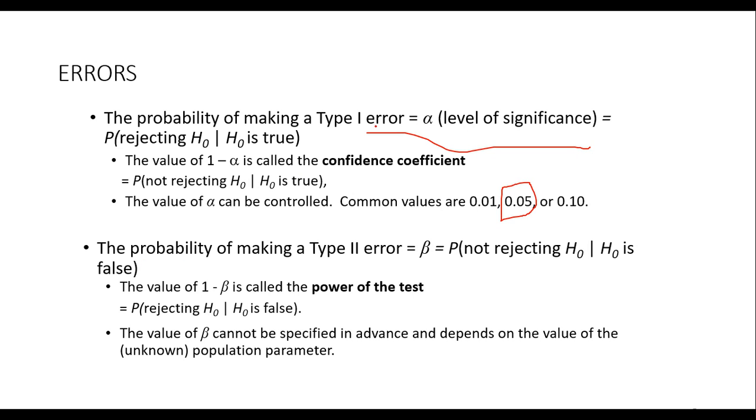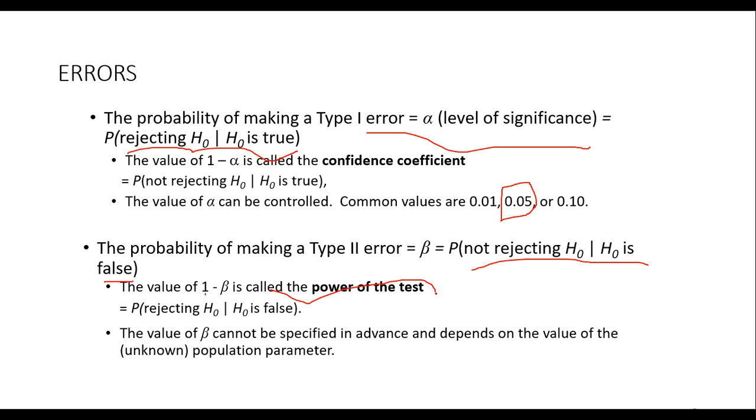So if this is the type 1 error, which is rejecting H0 when the null hypothesis is true, then there is the probability of making a type 2 error. The type 2 error is denoted by beta, which is not rejecting H0 when H0 is false. When you are looking to reject it, but you don't reject it. The value of 1 minus beta is called the power of the test. Like 1 minus alpha is the confidence, 1 minus beta is the power of the test, which is the probability of rejecting the null hypothesis when H0 is false.